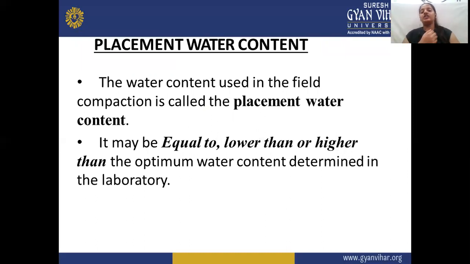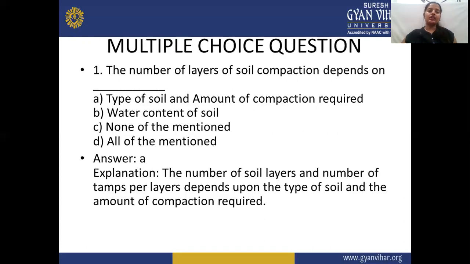So it may be equal to, lower than, or higher than the optimum water content determined in the laboratory. There are other conditions which affect the site and laboratory, because at the site we have excessive summer heat, due to which excessive water gets evaporated, and the surface area is also more, hence the rate of evaporation is also higher. So excess water is usually preferred, for proper saturation of the soil. So let us move forward to a multiple choice question.